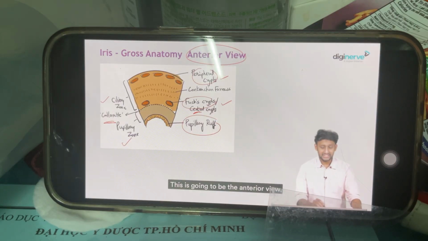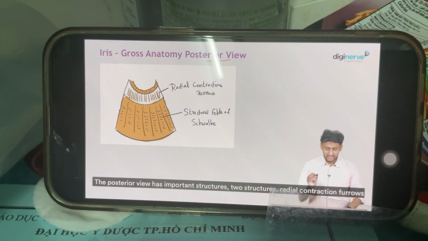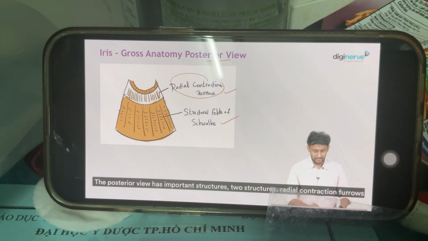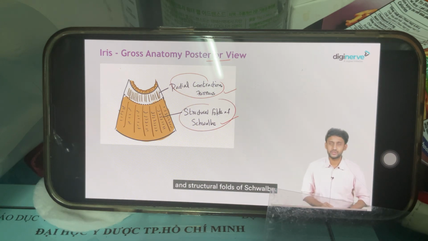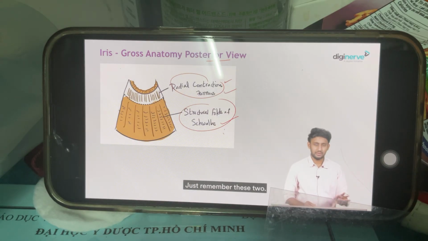This is the anterior view. The posterior view has two important structures: radial contraction furrows and structural folds of Schwalbe. Just remember these two.